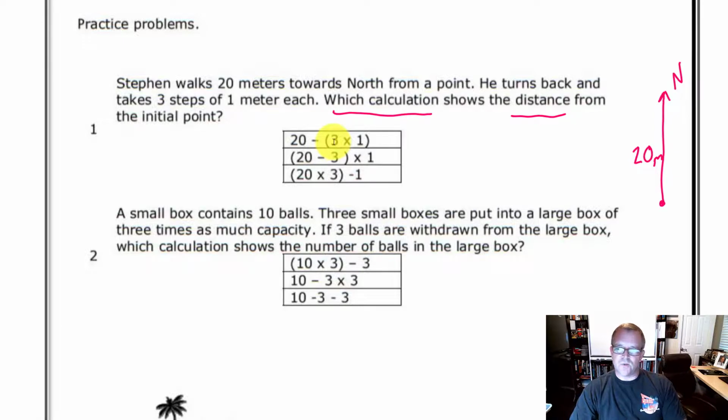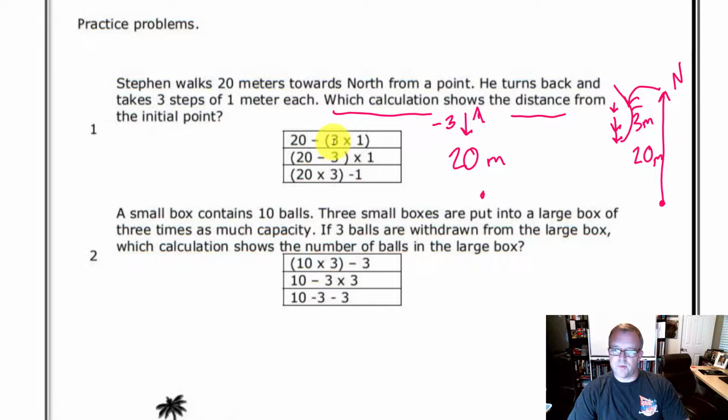Okay, he turns back and takes 3 steps, so he's going to turn around and take 3 steps back of 1 meter each. 1, 2, 3 meters. Those are larger than what 3 meters would be compared to that line, but just bear with me. So we go back 3 meters. We subtract 3 meters. We're marching north 20 meters, so that means we're 20 meters away from the point when we get up there, when we go north. But then we move back 3 meters. So we're going to subtract 3 meters from the initial distance that we walked.